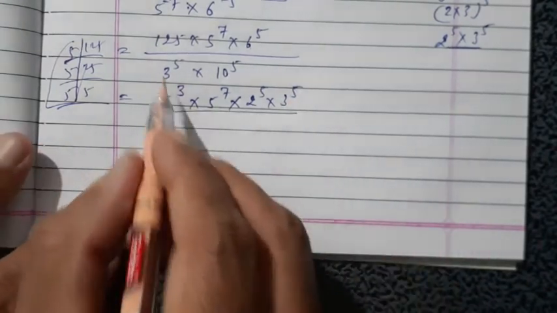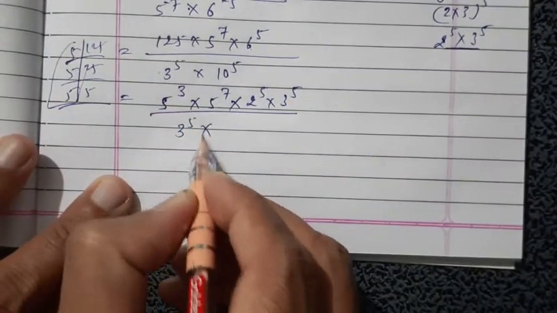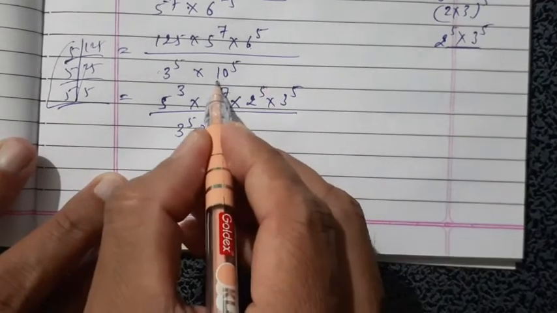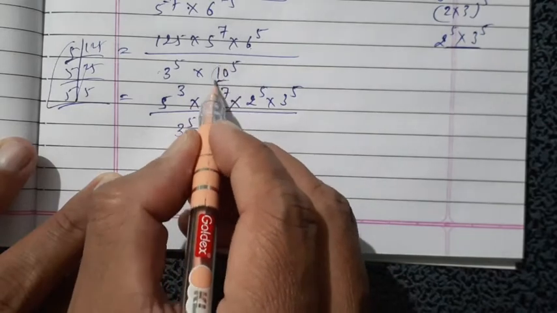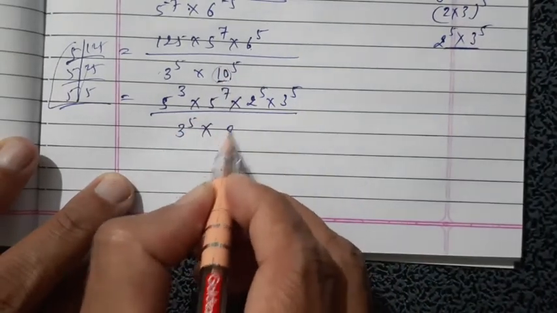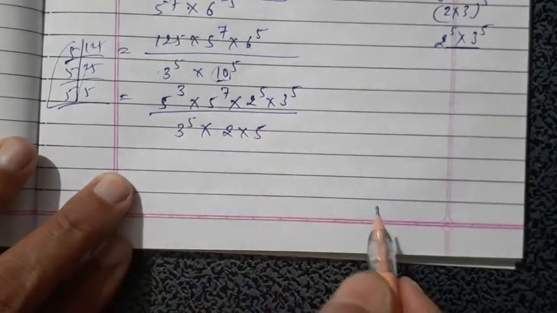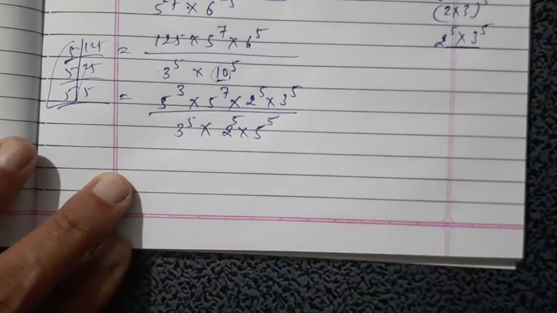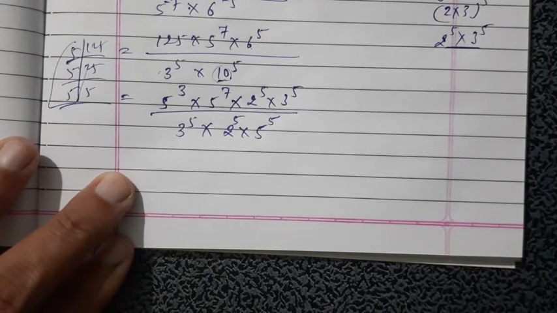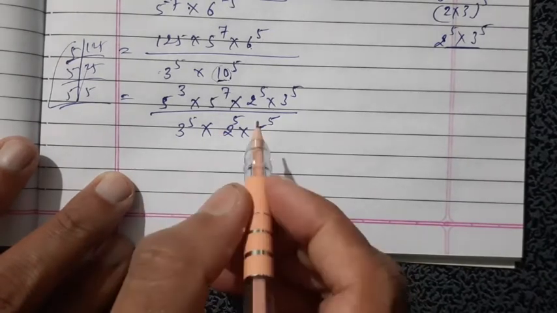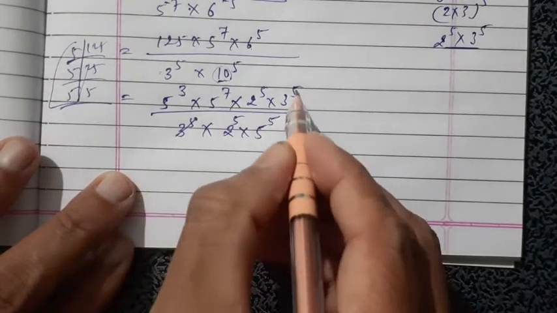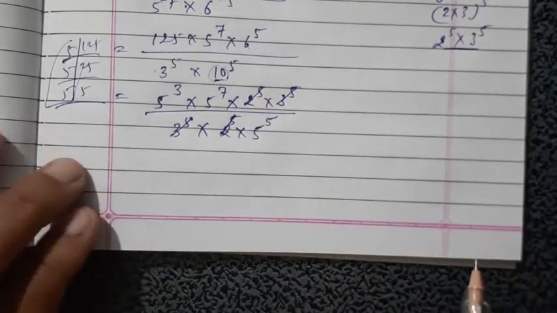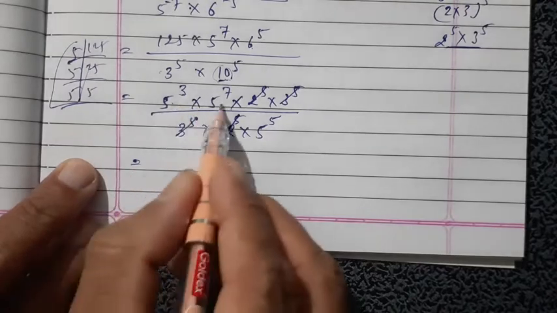Now here 3 raised to 5 into, same here, look, 10 raised to 5. How to write that directly? Write the prime factors of 10 first, that is 2 into 5, and the power is 5, so write both with exponent 5. So 3 raised to 5 and 3 raised to 5, same base and power, 2 raised to 5 and 2 raised to 5, directly cancel.